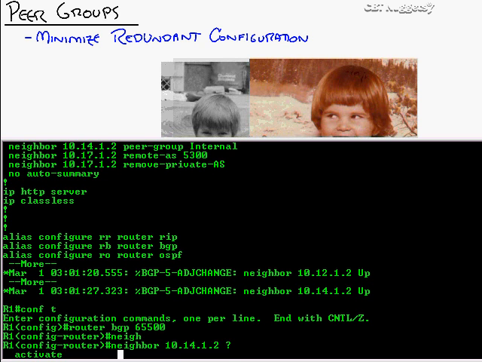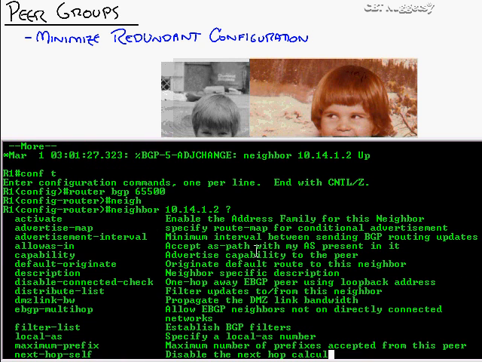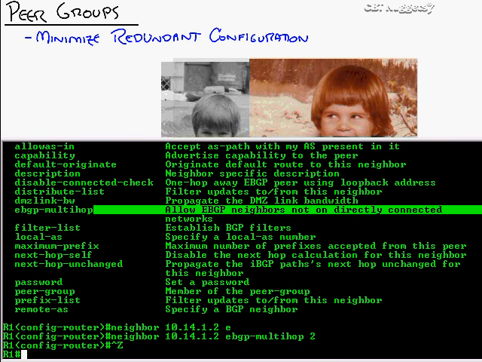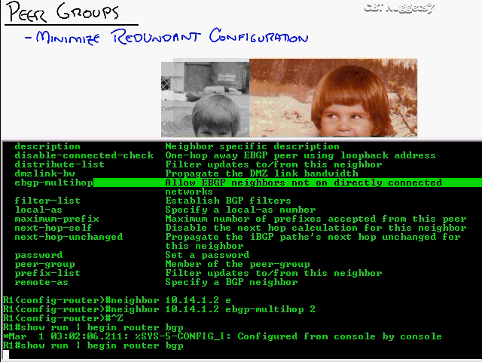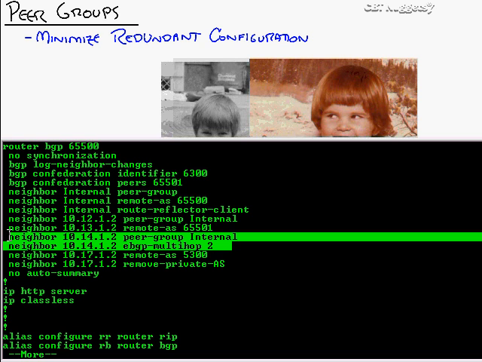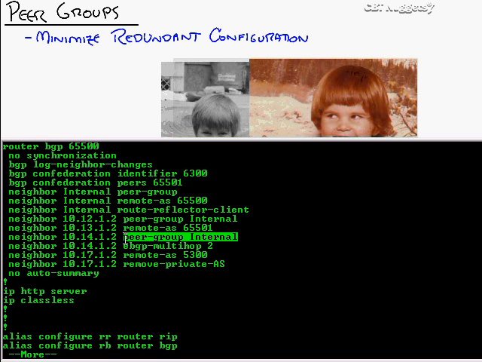10.14.1.2, and maybe he had a unique option, like maybe a unique authentication or a unique eBGP multi-hop. I could say for that neighbor, he's going to break the mold a little bit and maybe eBGP multi-hop 2. And at that point, it will add those individual characteristics to that neighbor. So I won't say it overrides, but it does, in a sense, beat out the peer group because it's more specific to that neighbor. So it will store each one of those.